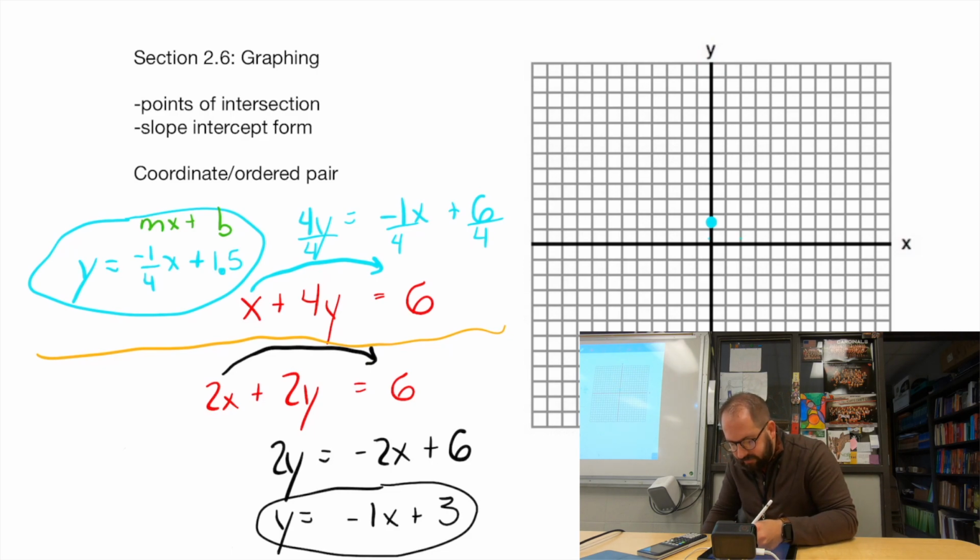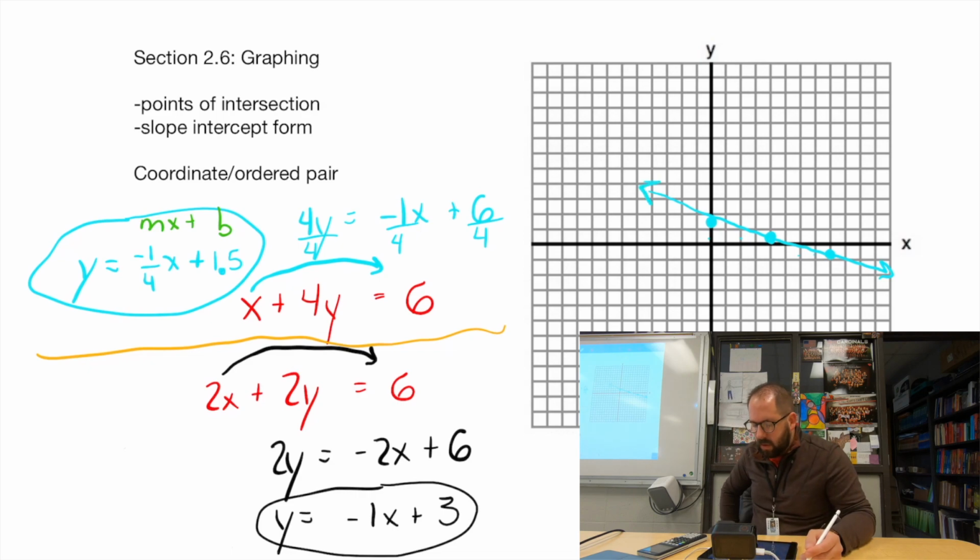1, 2, 3, 4, and put a dot. And then down 1 over 4. 1, 2, 3, 4. And there you go. So there's my line on the first one. Hopefully that makes sense to you.